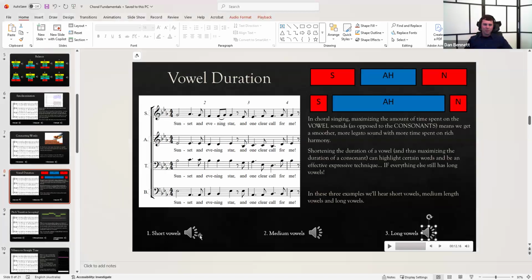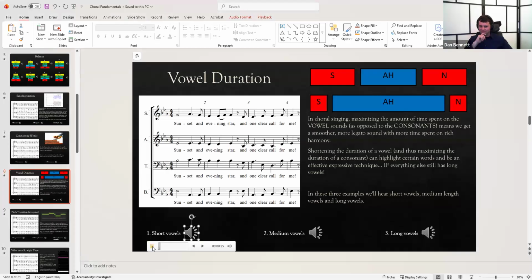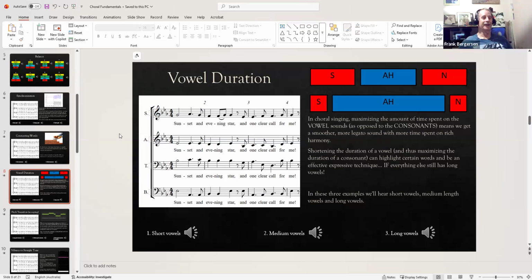I just want you to appreciate the short vowels one more time because it's funny. Sunset and evening star, and one clear call for me. Yeehaw!